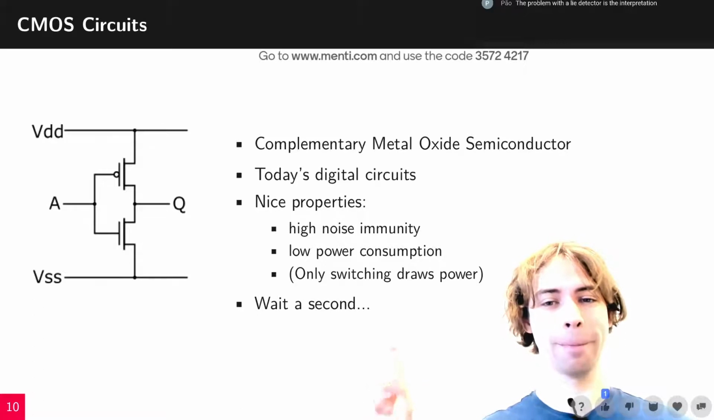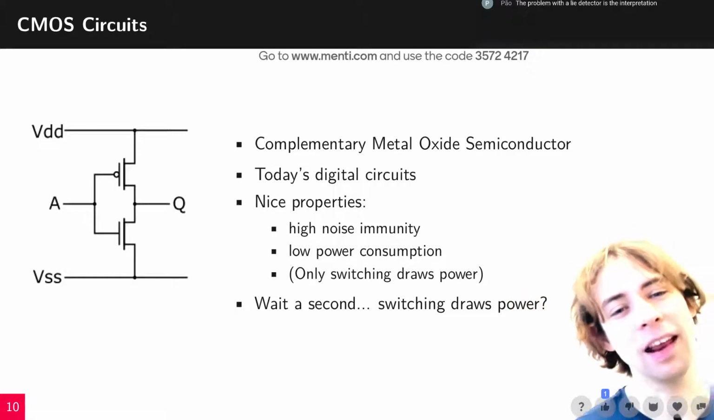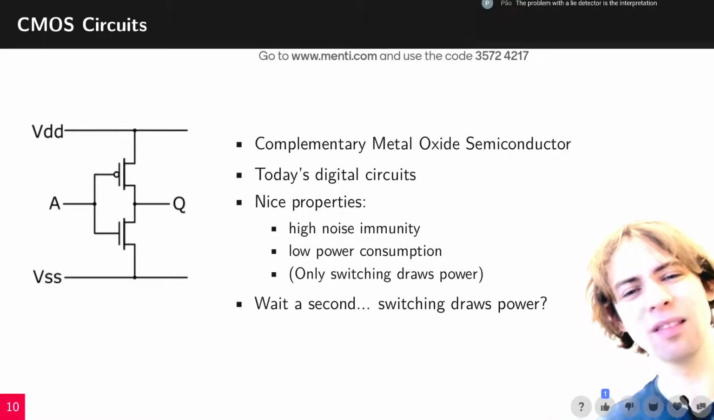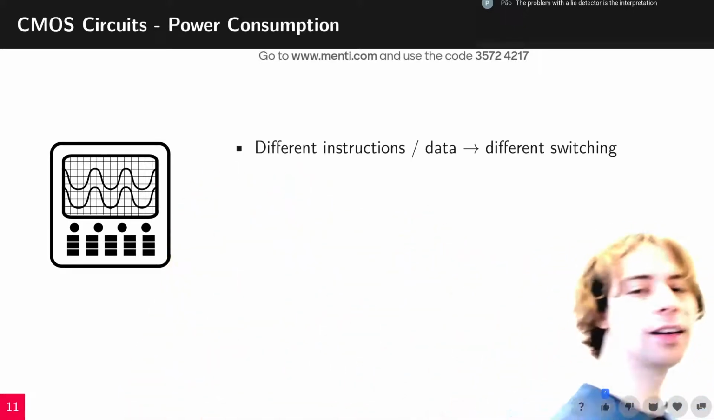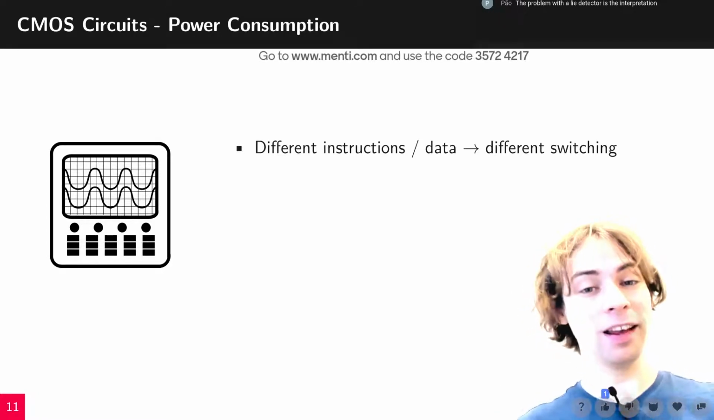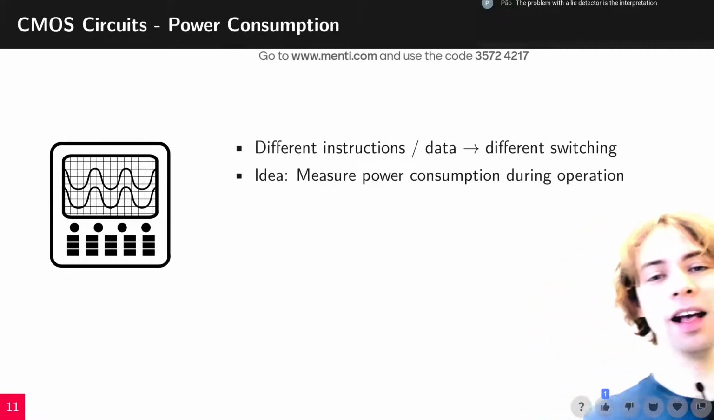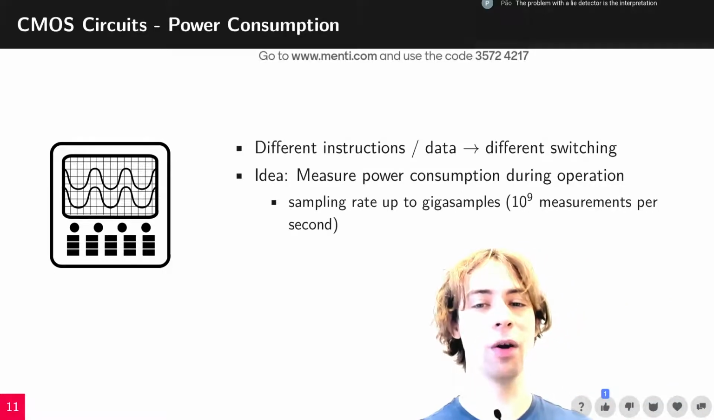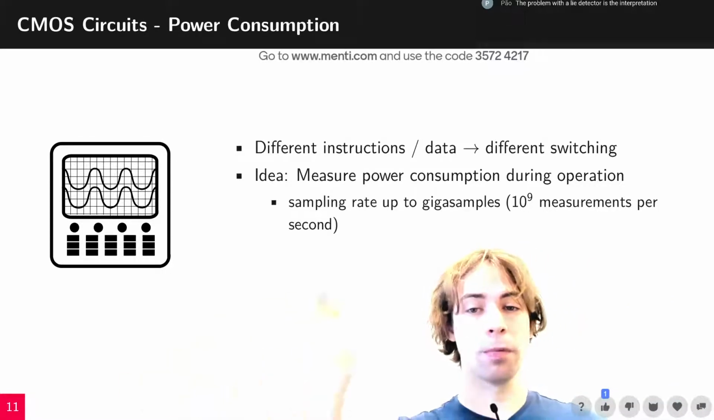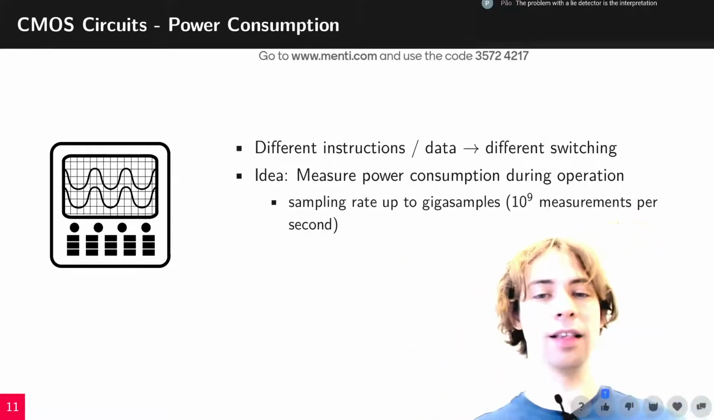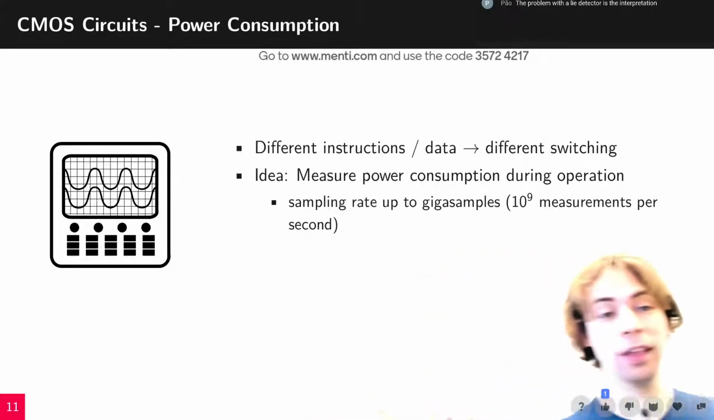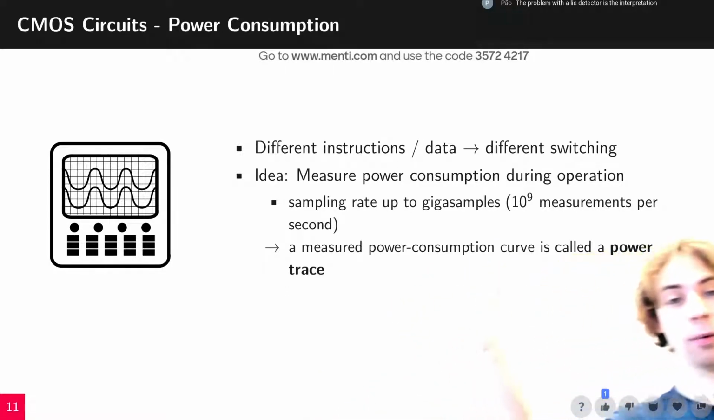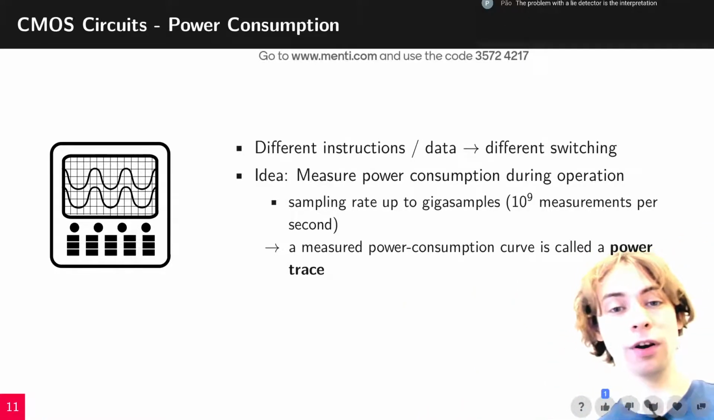But wait a second. Switching draws power, so if I change the value, this draws power. That brings us to power consumption. Different instructions or different data means that we have a different switching in these CMOS circuits. And that's great because we can just measure the power consumption during the operation. With oscilloscopes today, we can have even gigasamples, like 10 to the 9 measurements per second of the power consumption. And this curve that we then have, this is what we call a power trace.